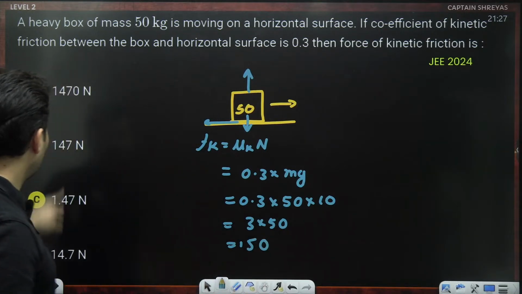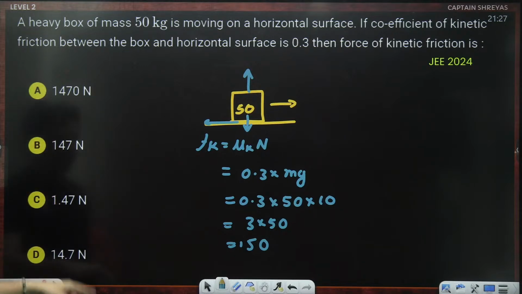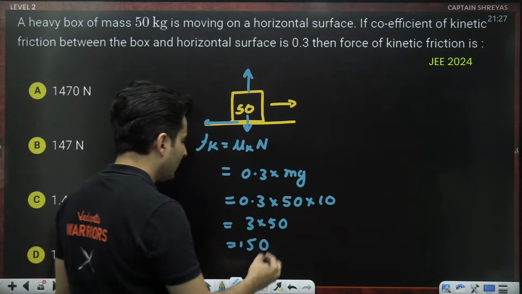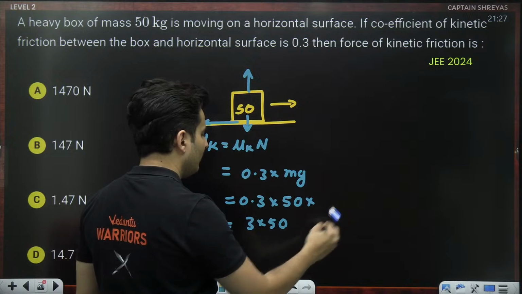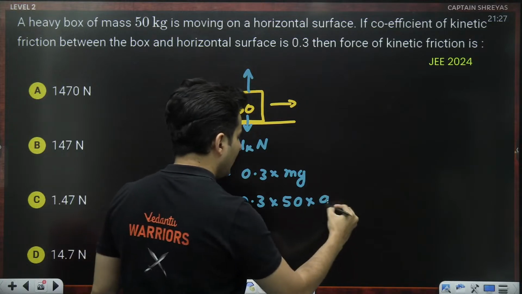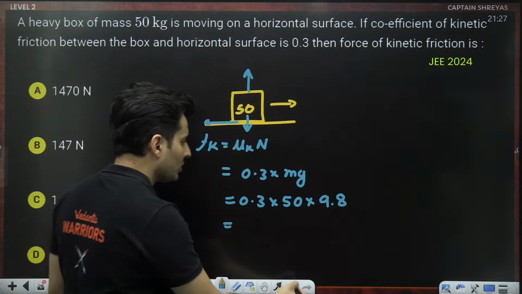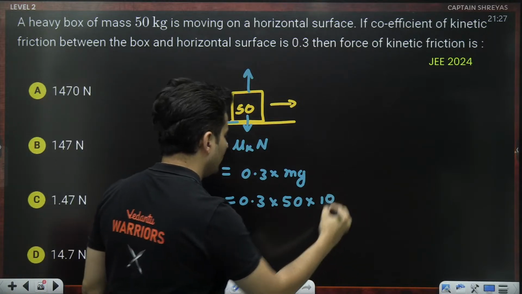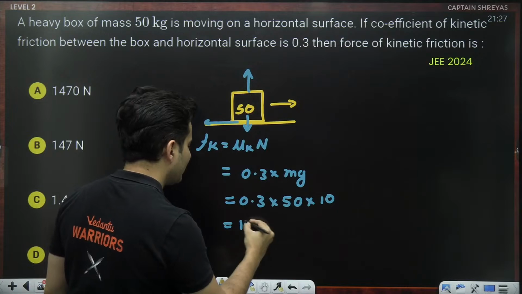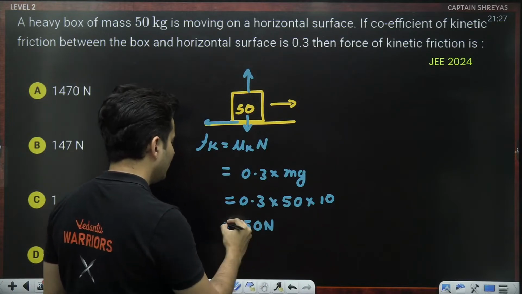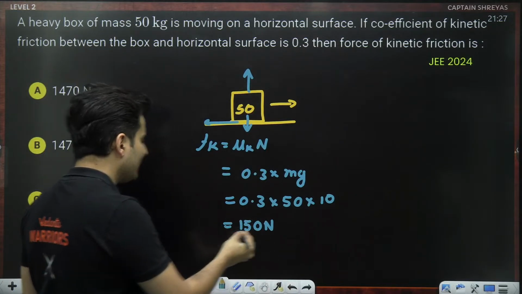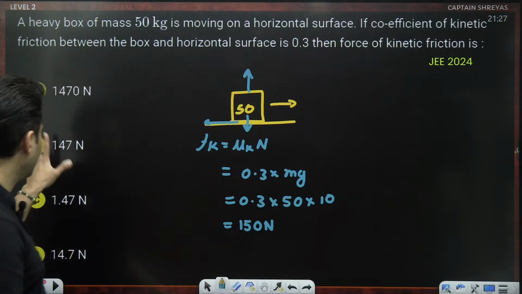Now over here you can see it is 147, 1.47, etc. The reason being, they have not taken g as 10, they have probably taken g as 9.8. Now you'll be like, they did not mention it in the question. No issues. Let's say you take g as 10 only, then you will get the answer as 150 Newton. Correct? But the closest answer is 147, so you will directly mark it.